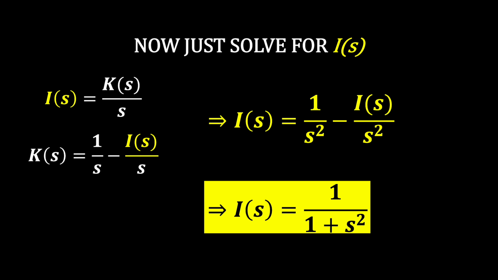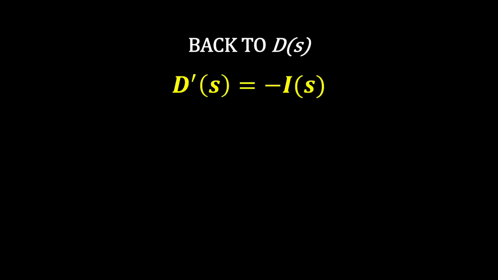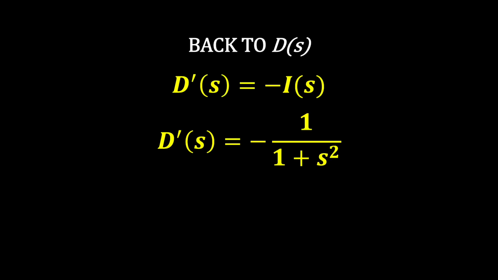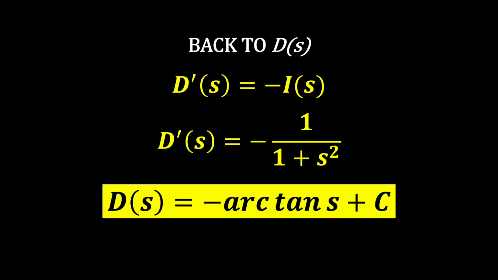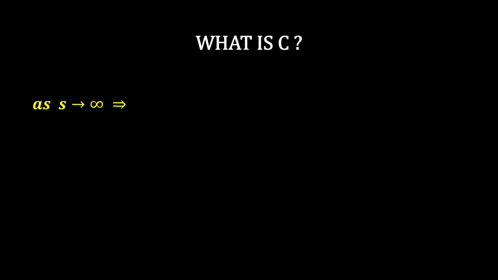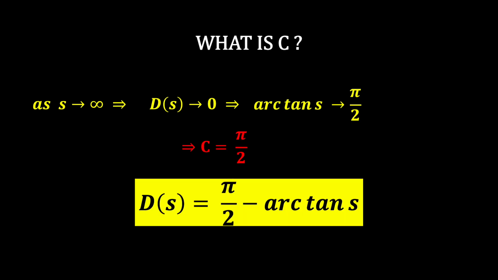Solving for I of s gives I of s equals 1 over 1 plus s squared. Therefore, D prime of s equals minus 1 over 1 plus s squared. Integrating with respect to s gives D of s equals pi over 2 minus arctangent of s, because D of s approaches 0 as s approaches infinity.